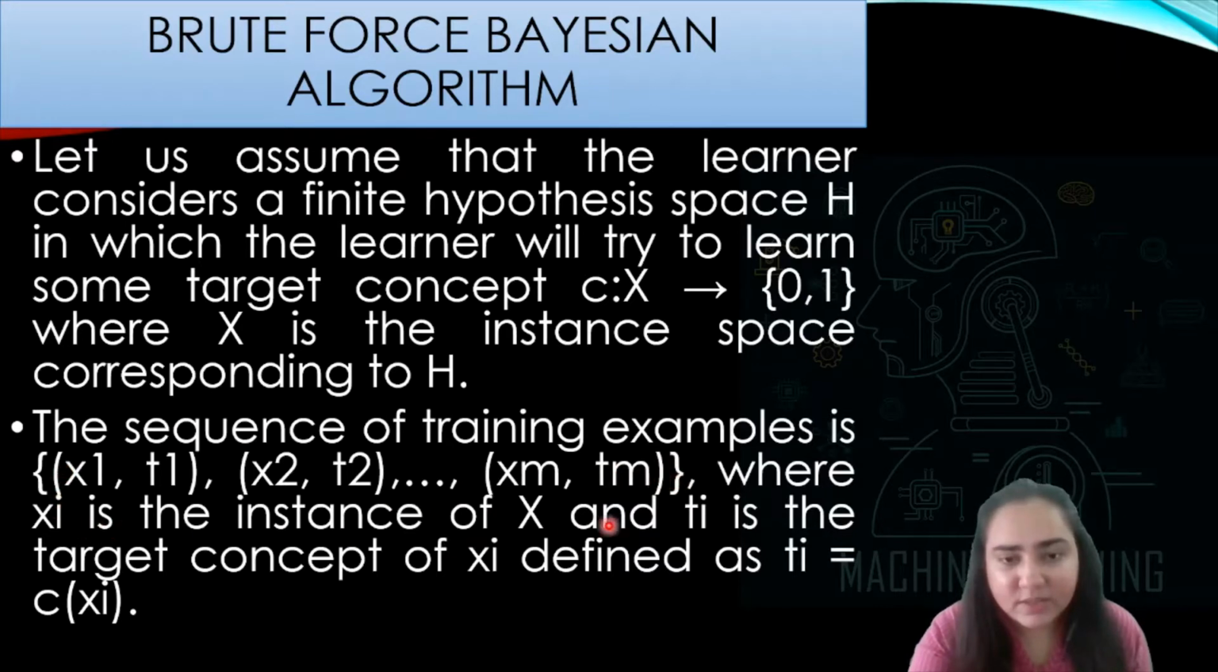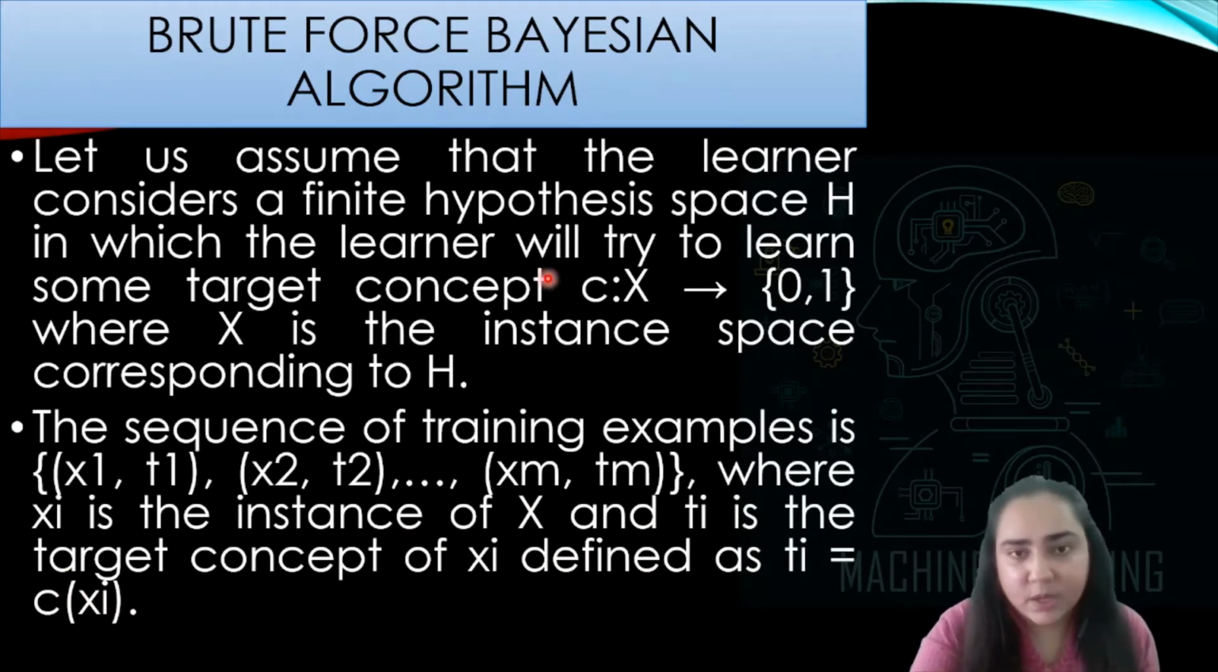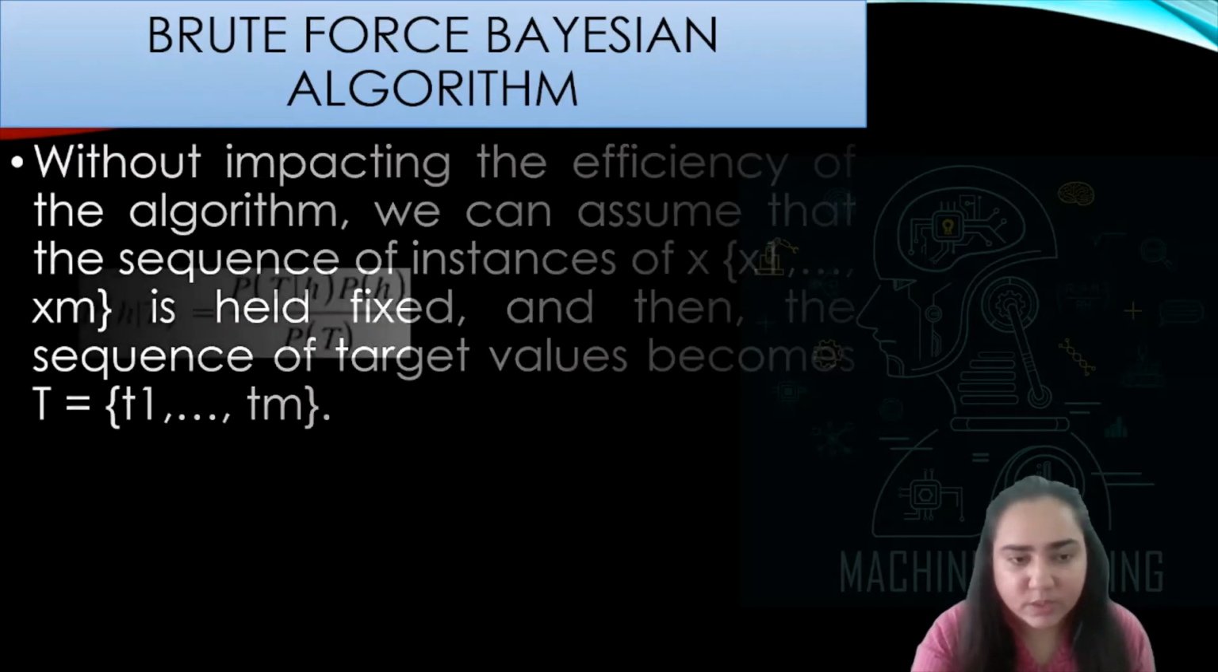And here Xi is the instance of capital X, Ti is the target concept of Xi. And what do you know about Ti? Ti is equal to C of Xi. So when you specify the value of Xi to the target concept, the answer that you get in return is known as Ti. Now, without impacting the efficiency of the algorithm, we can assume that the sequence of instances of X, which are all the values from X1 up to Xm, is held fixed. And then the sequence of target values would become T equal to T1 up to Tm, which is quite obvious.